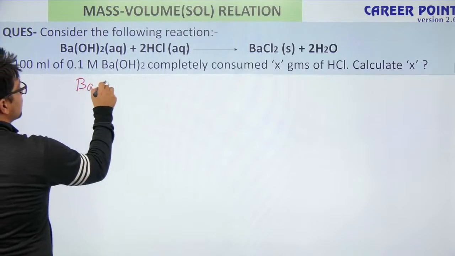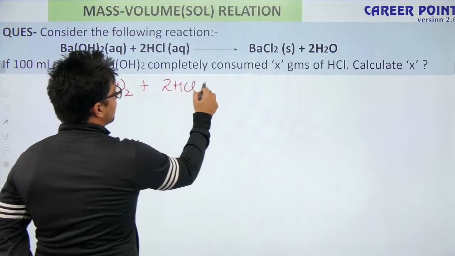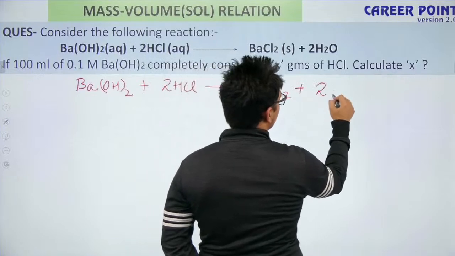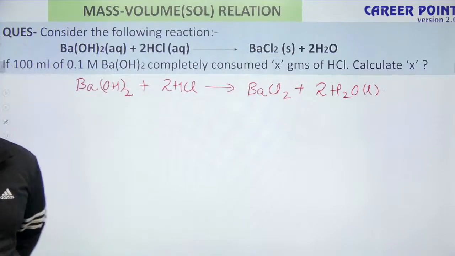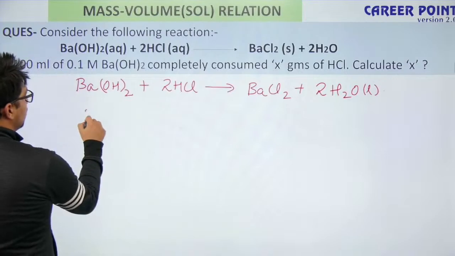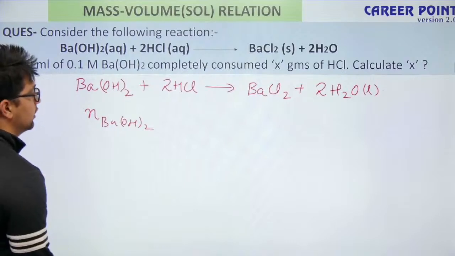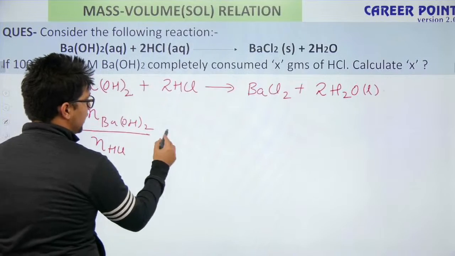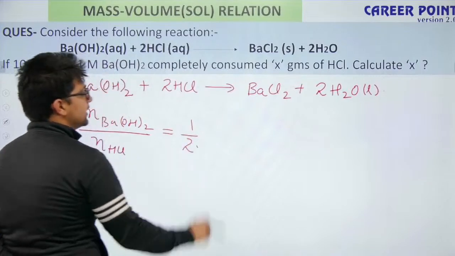The equation is barium hydroxide plus 2 moles HCl, it is giving me barium chloride plus 2 water. This is my equation. So what will I do in this case? I will say the moles of barium hydroxide which have reacted upon the moles of HCl which have reacted. Both are reacted, they are in the ratio 1:2. So this is my step number 1.